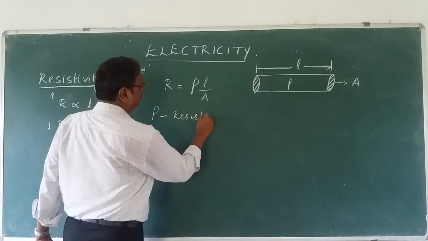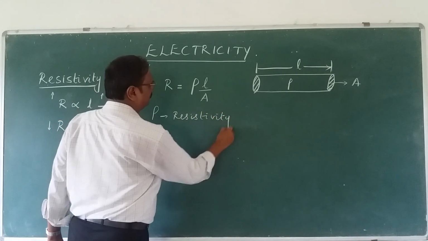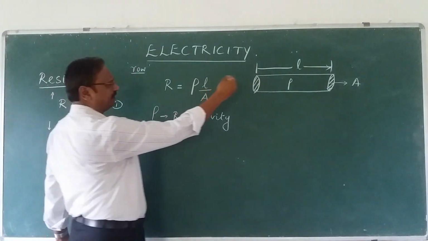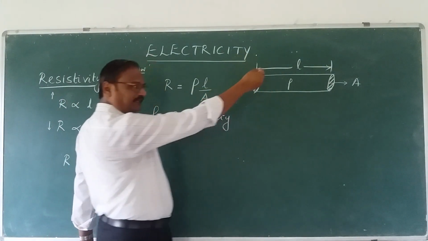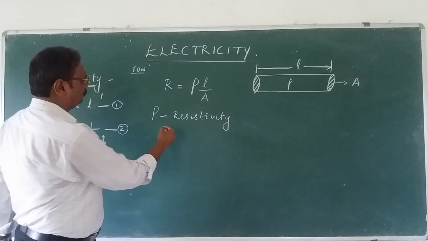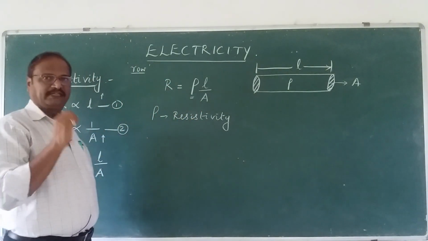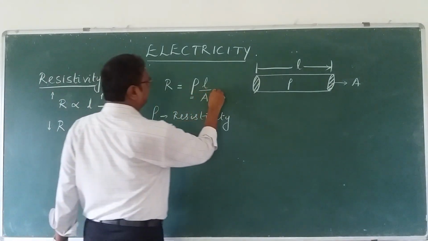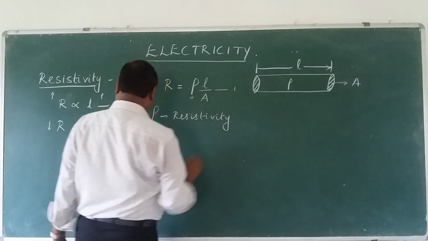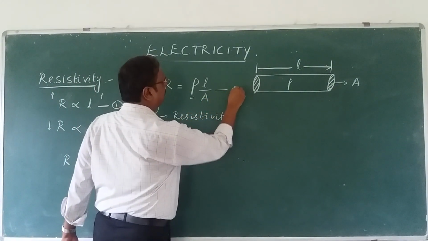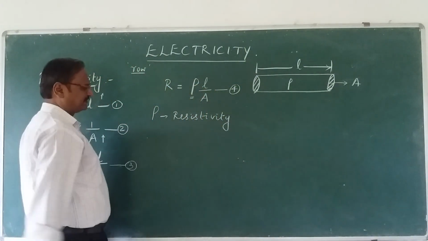It is a constant, resistivity. It depends on the nature of the material of the wire. Copper will have a different value, right? Aluminium will have a different value. So, it is a constant which depends on the nature of the material. Okay, now this is the basic formula, let us call this equation number 3 and equation number 4. This is the formula for finding the resistance.